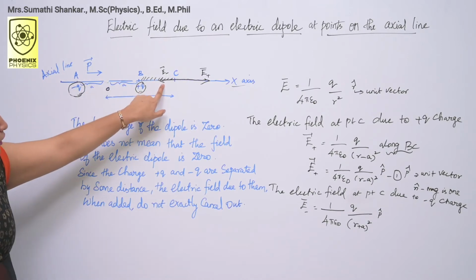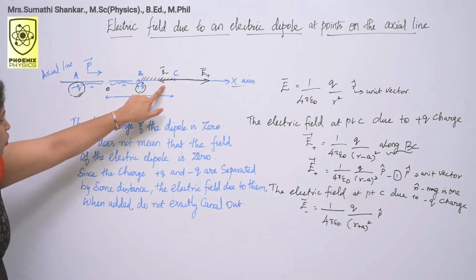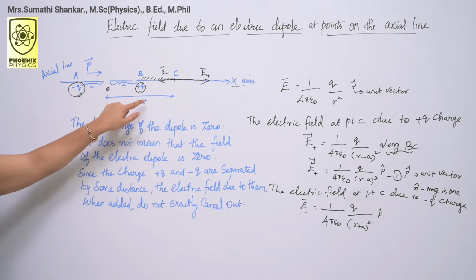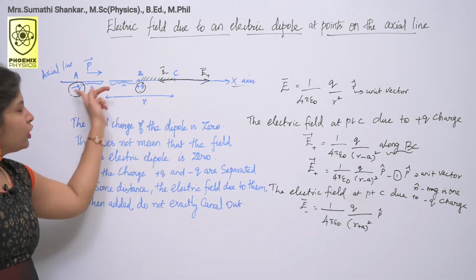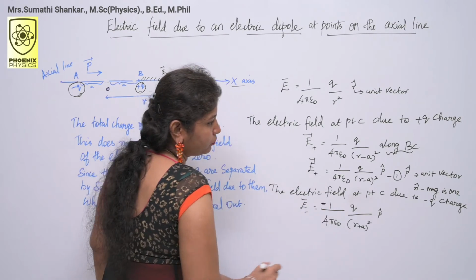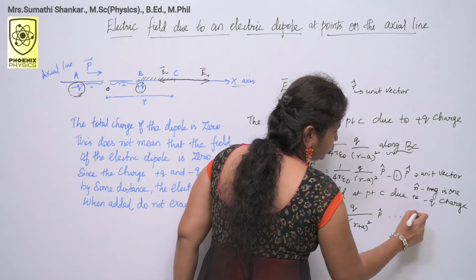Look at the direction. This direction is just opposite to the dipole moment direction, because the dipole moment direction is from minus Q to plus Q, while here the direction is towards minus Q. So you should put a minus sign here. This is my equation 2.